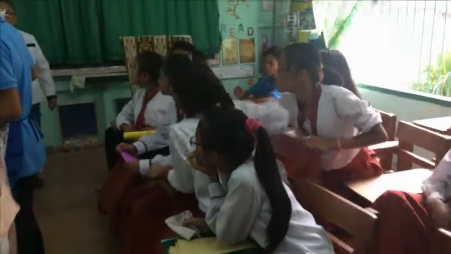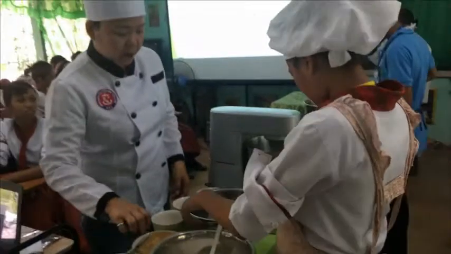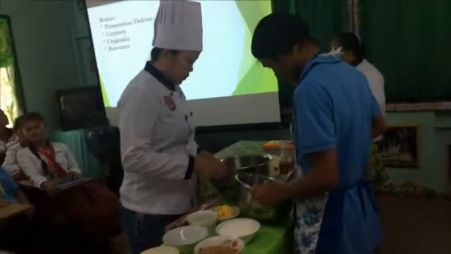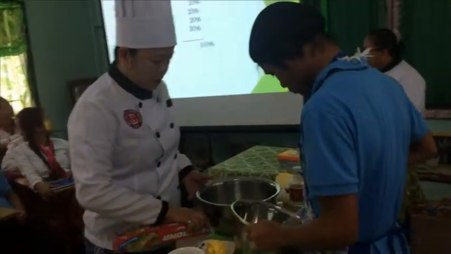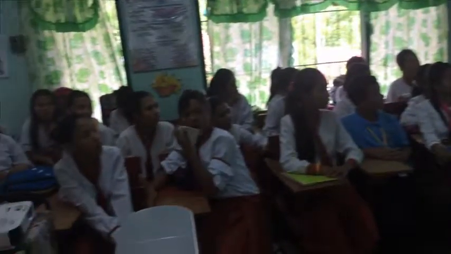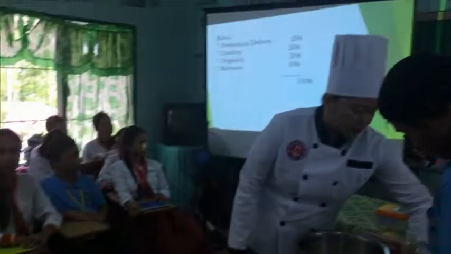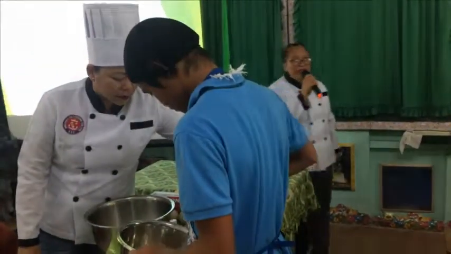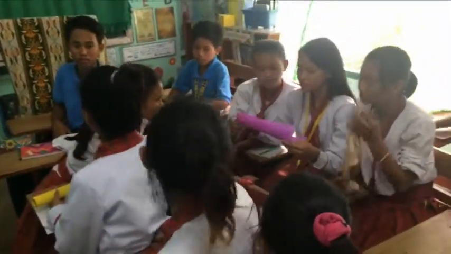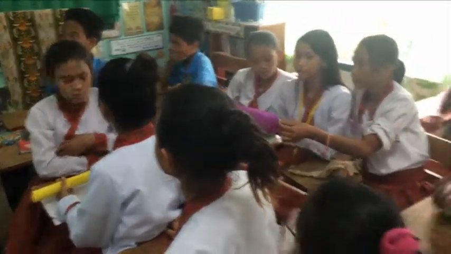Now, while doing your task, please be guided with your rubrics. Okay, so presentation or delivery, 25%, creativity, 25%, originality, 20%, relevance, 30%, a total of 100%. I will just give you 5 minutes to do your task. Okay, you can rearrange your chairs.